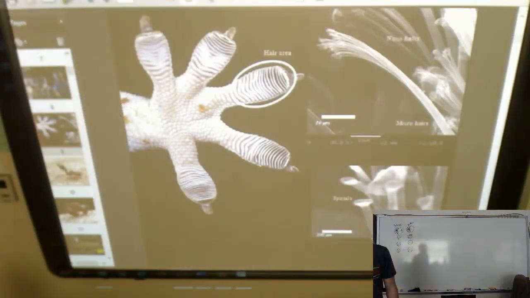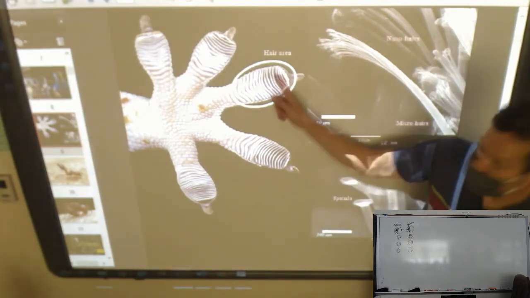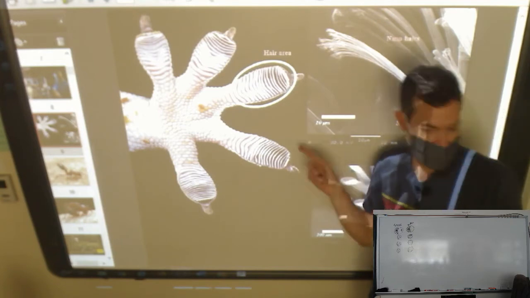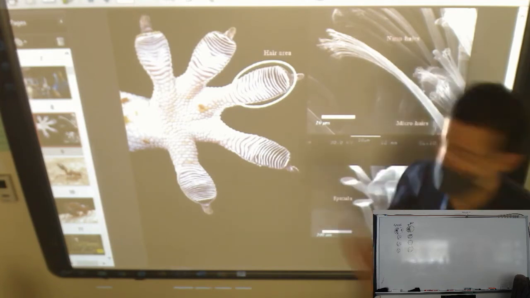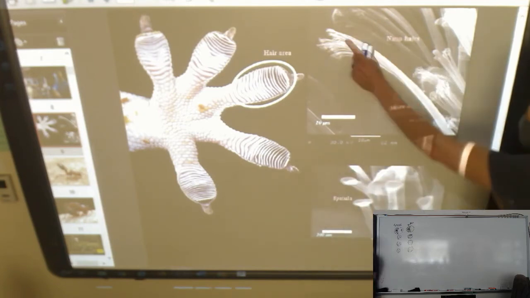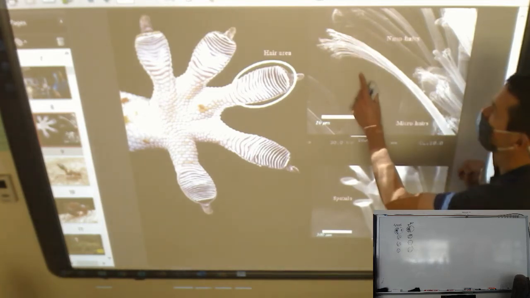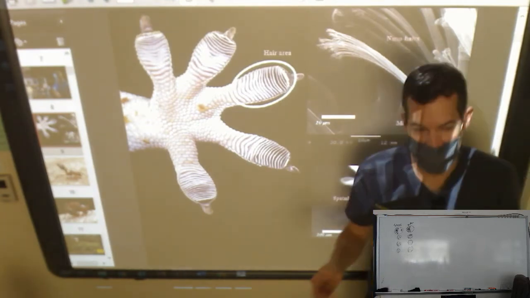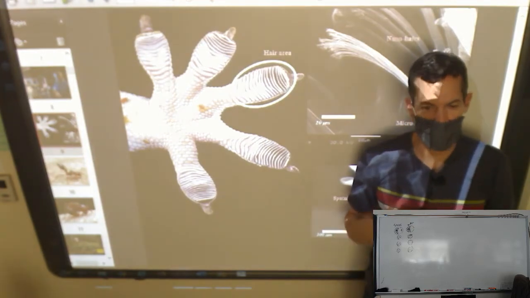Oops, wrong camera again. There we go. So if I go back to this picture, a gecko foot has folds. And if you zoom in on those folds, they have folds. And if you zoom in on those folds, they have folds. And if you zoom in on those, they have hairs. And if you zoom in on the hairs, they have micro hairs and nano hairs. And then each hair on the end has a little spatula. So anytime something's folded in biology, what is the purpose of that? Almost always.